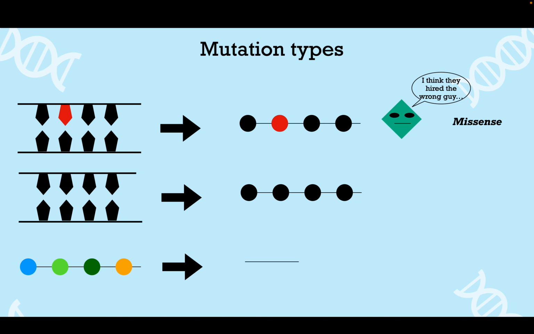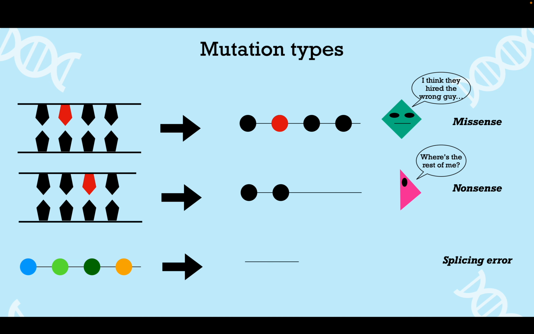The second mutation type is called a nonsense mutation. Here, a single nucleotide change leads to a shortened version of the protein. Finally, a splicing error happens in the step between making DNA into protein. Before the official protein sequence can be made, the DNA is made into a draft called mRNA. Here it must be edited before it can be made into protein, and sometimes the editor makes mistakes when revising, so you end up with a protein that just isn't quite right.